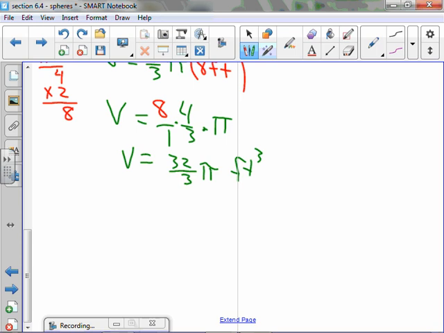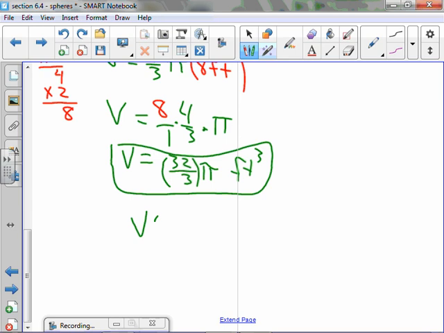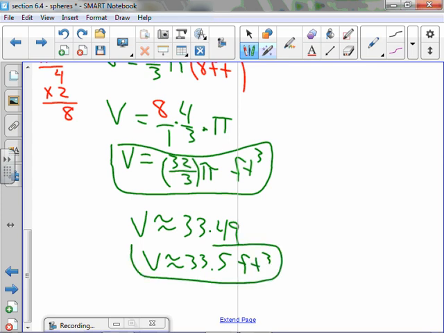Now if I try to do this on a calculator, this is my perfect answer, by the way. Now if I try to do this on the calculator, I'm going to make sure that I put parentheses around my 32 over 3 so that the answer comes out all right. I get 32 divided by 3 times 3.14, and I get that volume is approximately 33.49. So volume is approximately 33.5 cubic feet. And I'm done. That is the volume of this sphere.